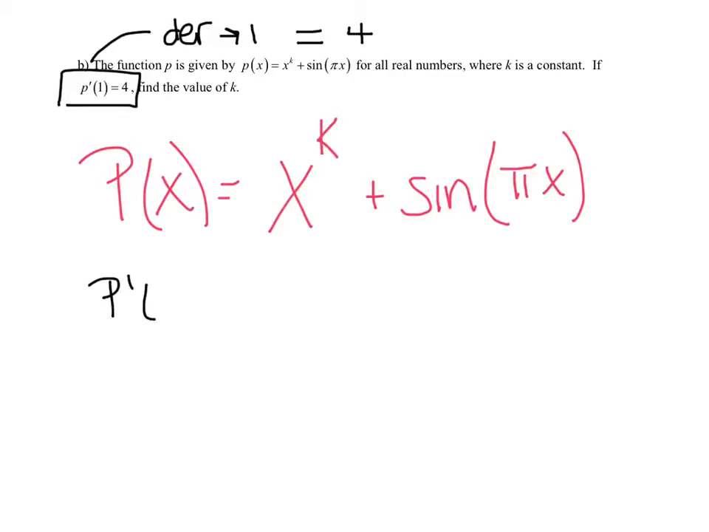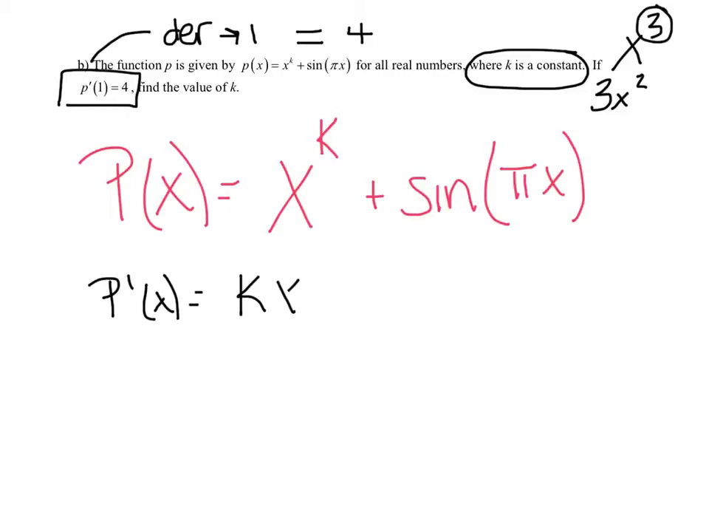P prime of x equals, okay, x to the k, and k is a constant. Well, if I said x cubed, could you easily take that derivative? Sure, you'd say 3x squared. I'm going to do the same thing, except instead of a 3, it's a k. So I'm going to bring the k down, x, and don't forget you have to subtract 1. So I'm just going to say x to the k minus 1. Plus, this says sine of pi x, so that's my inside and my outside, so I'm going to say the cosine of pi x, keep the inside, times the derivative of the inside, so times pi.